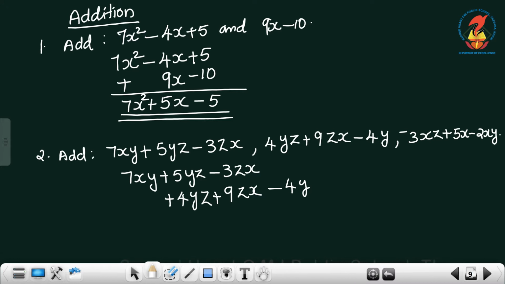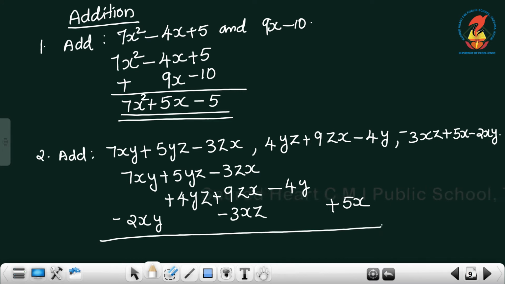Okay. Next one, minus 3xz. xz and zx are both the same. Then minus 3xz, plus 5x. Is any x term there? No x term is there, so write plus 5x separately. Okay. Minus 2xy: write it below 7xy. 7xy plus minus 2xy is 5xy.